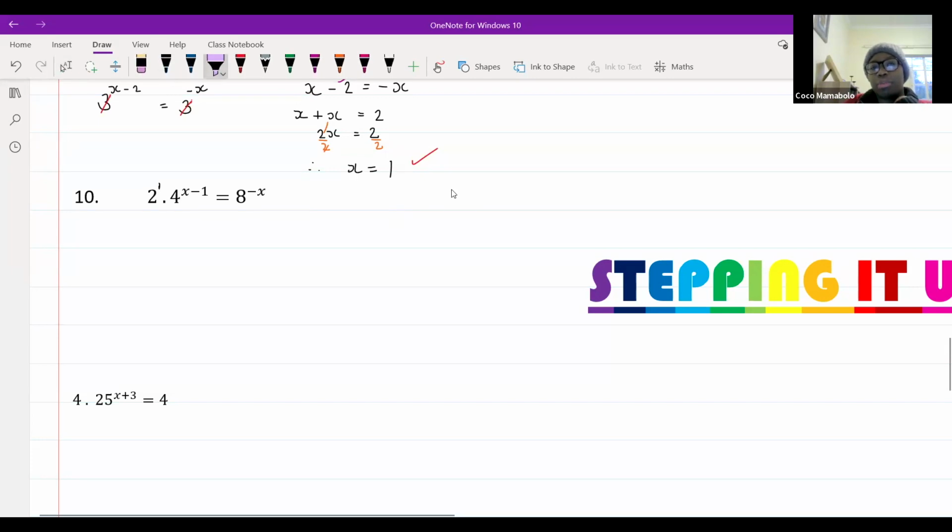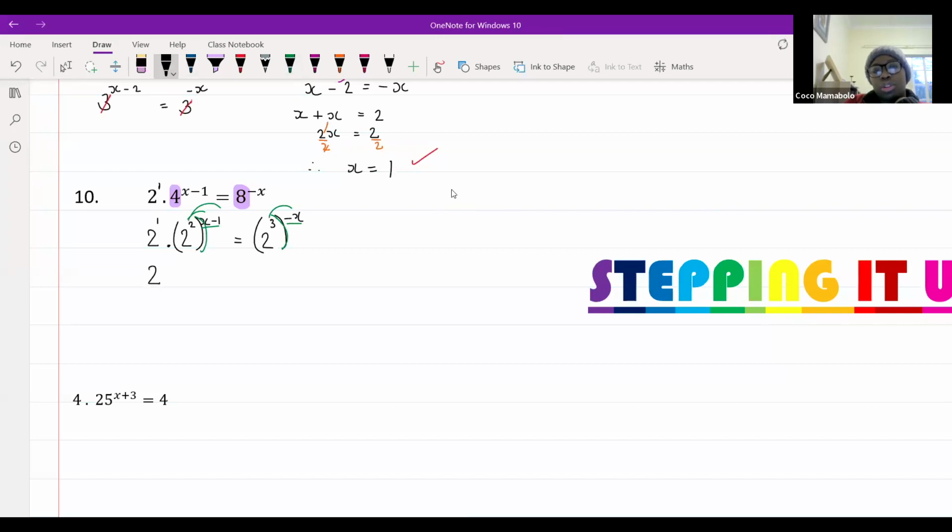Okay, so we know that we need like bases everywhere. 4 is not a like base. 8 is not a like base, but we can change them to like bases. So I'm going to get 2 to the power of 1 times 2 squared all to the power of x minus 1 is equal to 2 cubed all to the power of -x. Right. And then we've got a bracket and an exponent, and over here we've got a bracket and an exponent, but we must distribute over there.